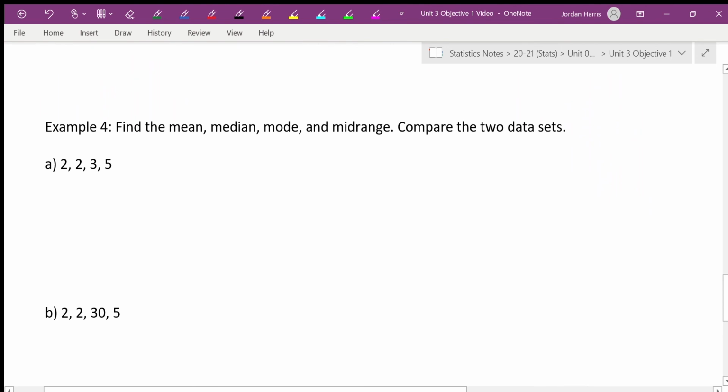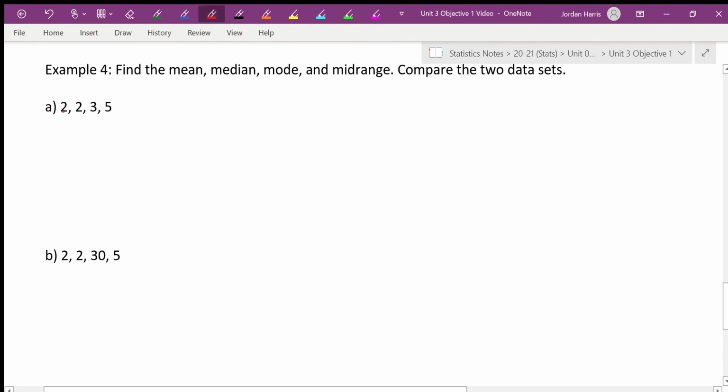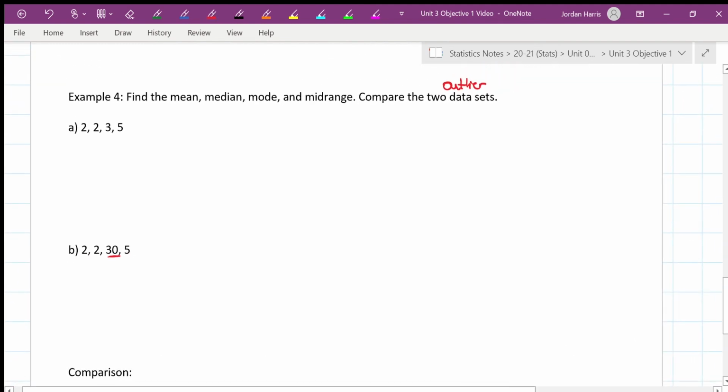Okay, so number 4, I just want to show a few things. We're going to compare the two data sets because we're going to have what's called an outlier. Okay, so you can look at the two data sets, 2235, those numbers are all really close together. 2235, we have one number that is off. So we're going to look at what happens with an outlier. Okay, so I'm actually just going to give you these.